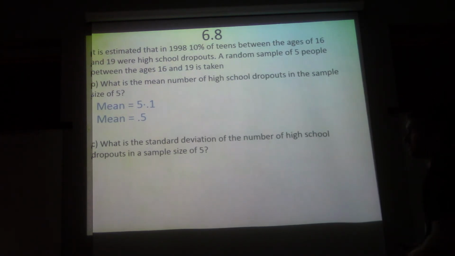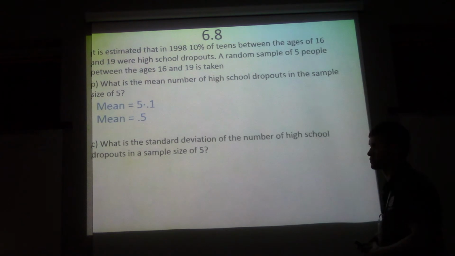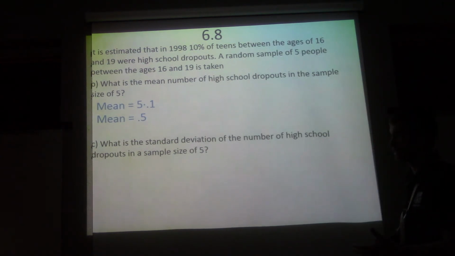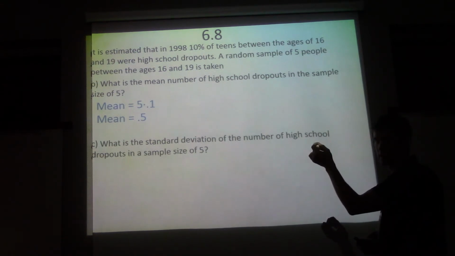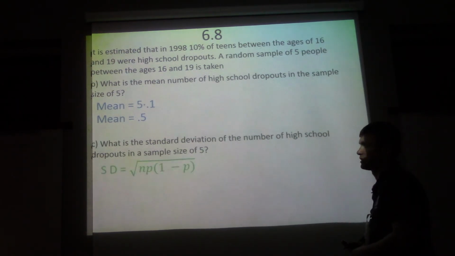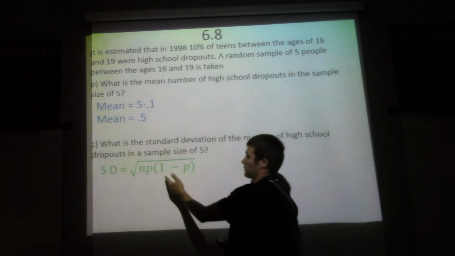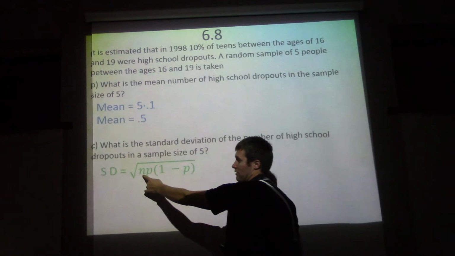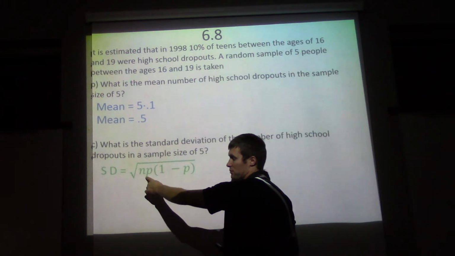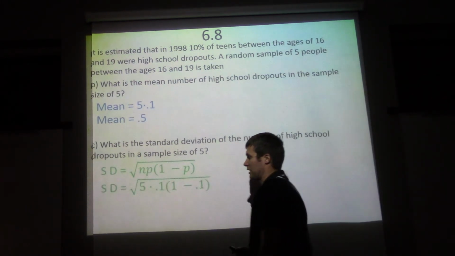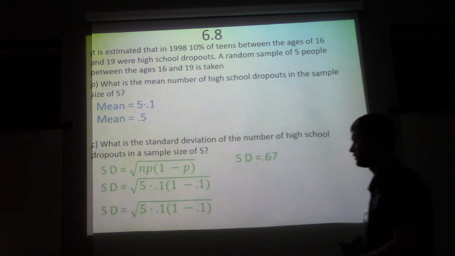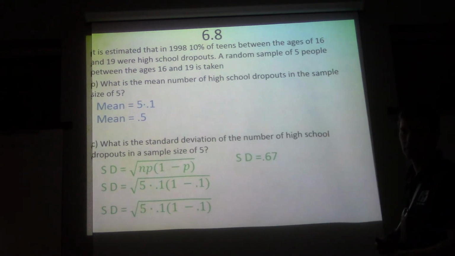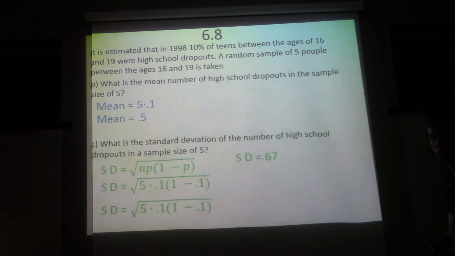All right, what is the standard deviation of the number of high school dropouts in the sample size? Again, we take the mean, the average, and take the square root of the average times the probability that they would stay in school in this case. So n is sample size, p is the probability that they drop out, and 1 minus 0.1 is 0.9. So if you did that, you would get about 0.67 as your standard deviation for that example.